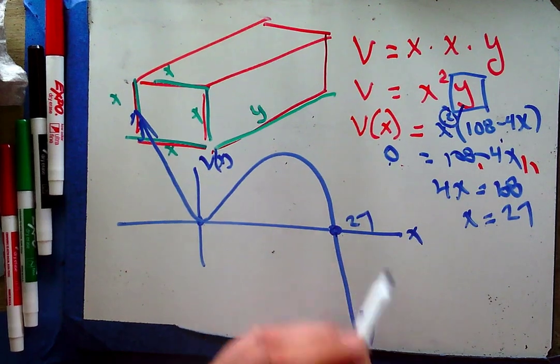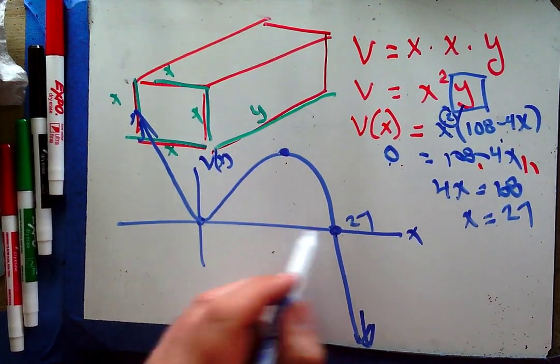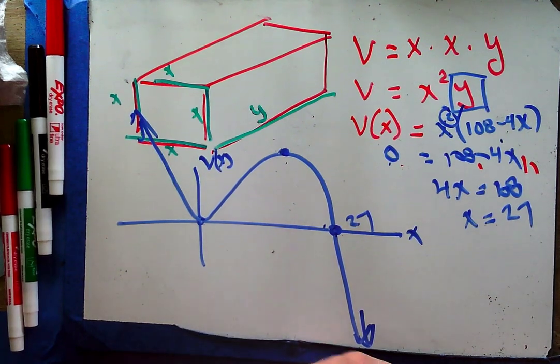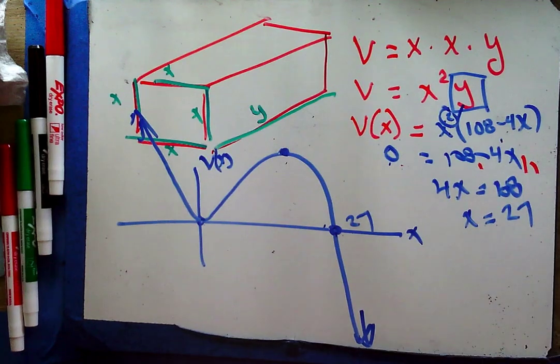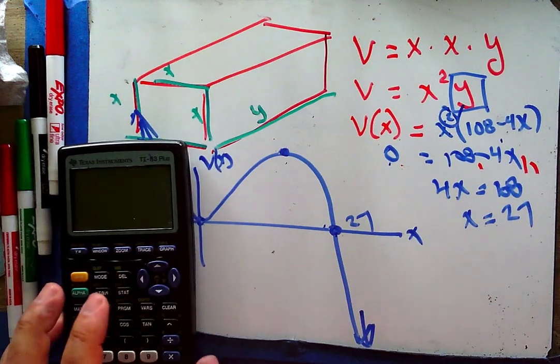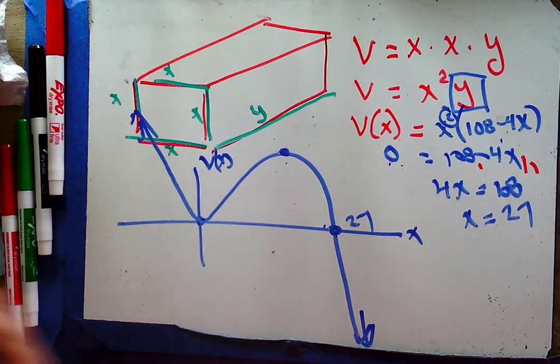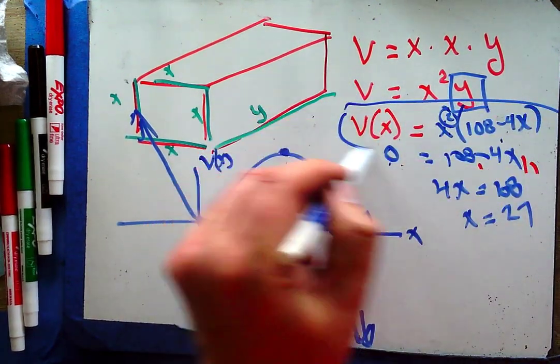So this is 27. So I see that there's going to be a maximum volume somewhere between 0 and 27. And the cool thing is it's probably not going to occur exactly halfway between. It's very, very rare when that happens with polynomials above second degree. So, volume. This is our volume equation. There's v in terms of x.